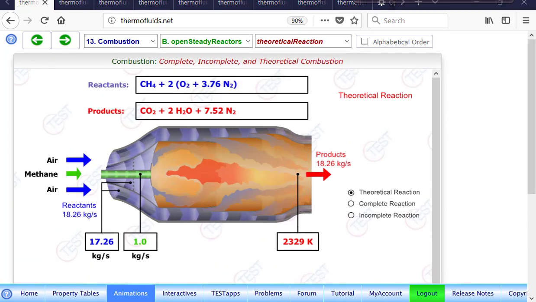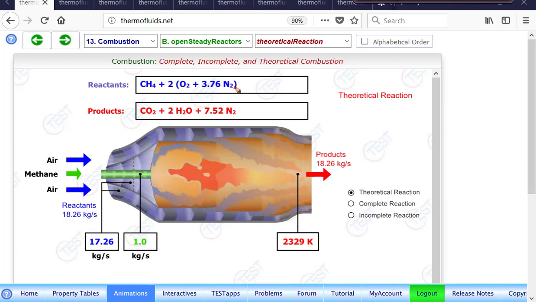Basically, there is no leftover. Here the reactants, methane and air, this is obviously a non-premixed reaction, as shown in this picture. But the reaction remains the same. The balancing of the reaction does not change based on whether the combustion is premixed or not. Anyways, here the reaction is between methane and air.